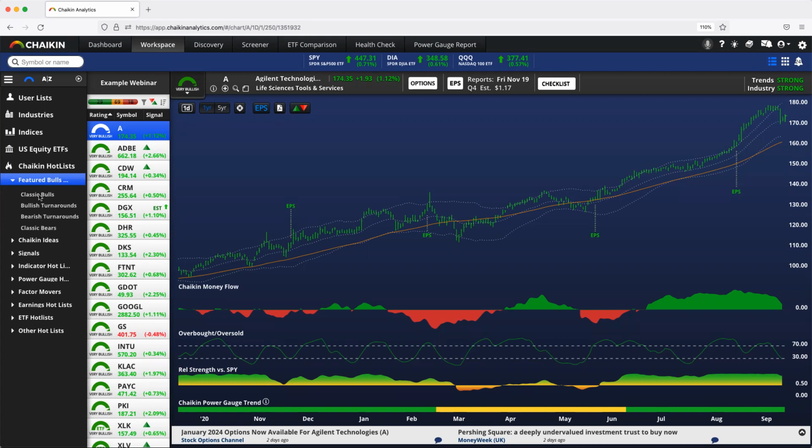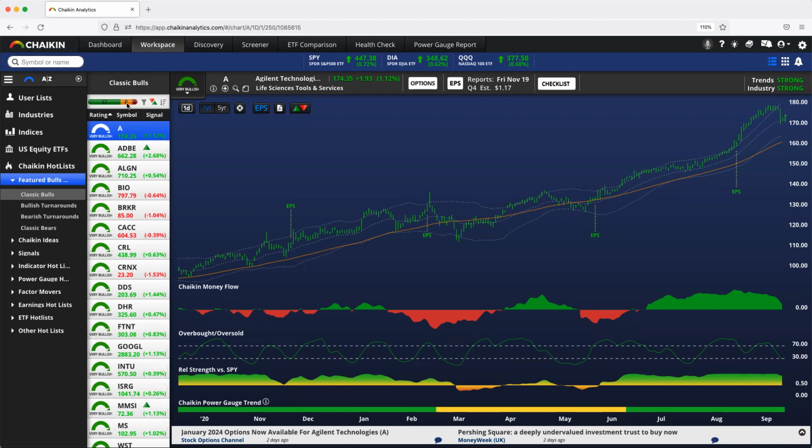To view the stocks in one of the lists, click it. By clicking Classic Bulls, all the stocks in the Classic Bulls list now filter into our list here. We can see there happens to be 17 stocks in this list. We know that because this lists 17 bullish stocks. These are bulls only, so there are no neutrals or bears. The number of stocks in this list and in any hot list certainly will change from time to time, depending on the specific conditions of the market.